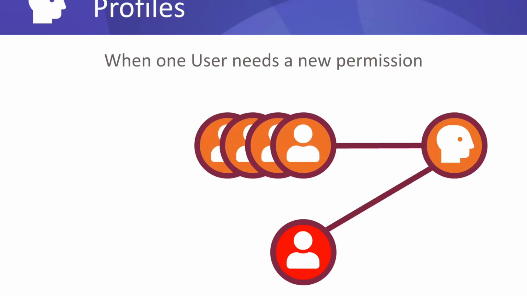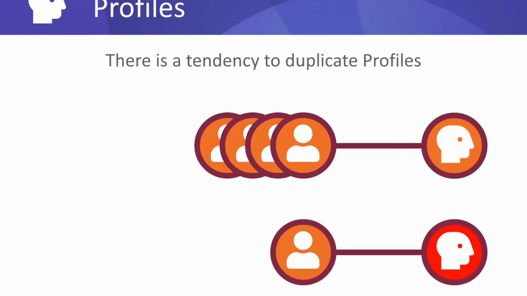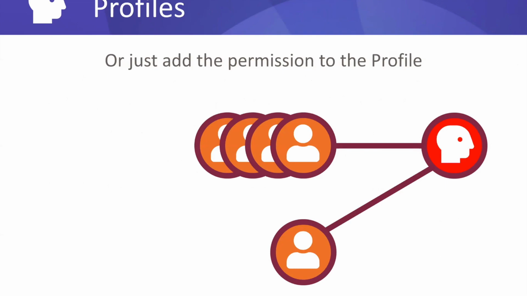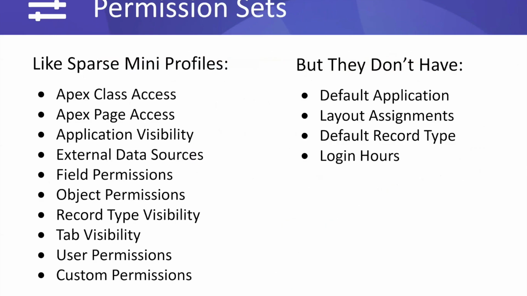Everyone probably understands how this works, but when one user needs a new permission from a profile, there's a tendency to duplicate that profile and assign the user to it. Now you have a one-to-one relationship between a user and a profile, right? Or you could change the permission on the profile itself, but then, of course, you're granting that permission to everybody who is assigned to that particular profile. So that's why Salesforce came up with permission sets.